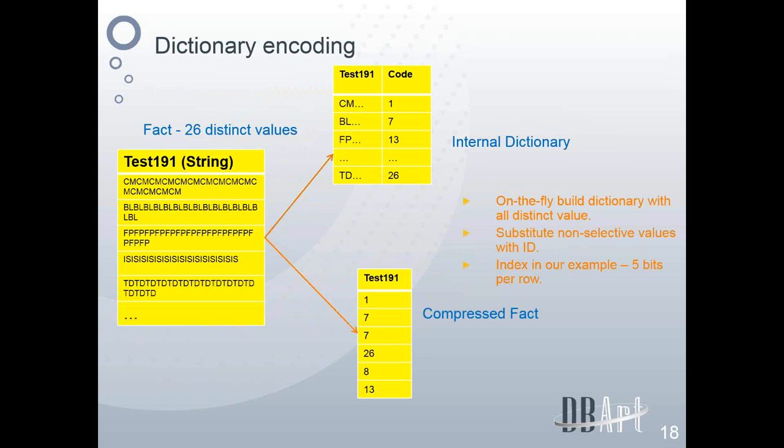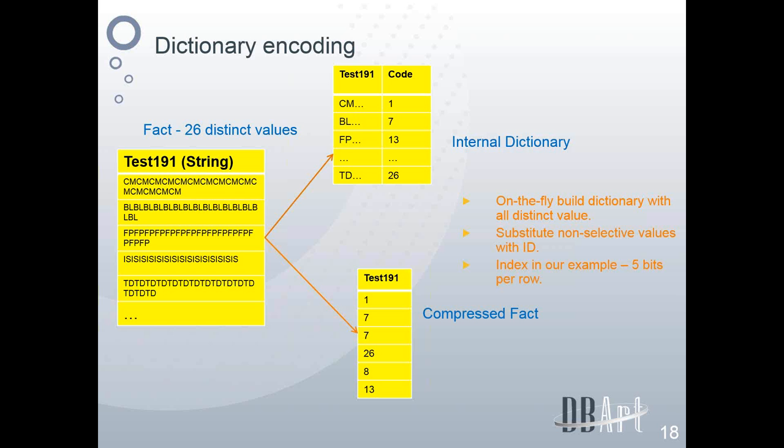Okay, now dictionary encoding, the first one. Let's take an example with the test 199 column. It's a string, test results. We have only 26 distinct values here. Each value is about 30 bytes, 30 characters. So an internal dictionary is built on the fly, which substitutes those lengthy strings with numbers, IDs.